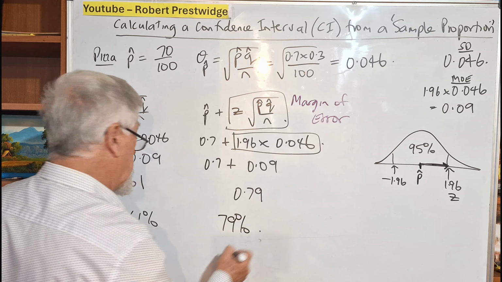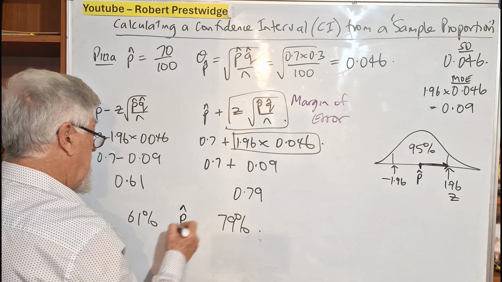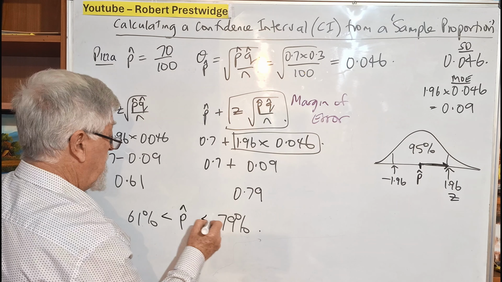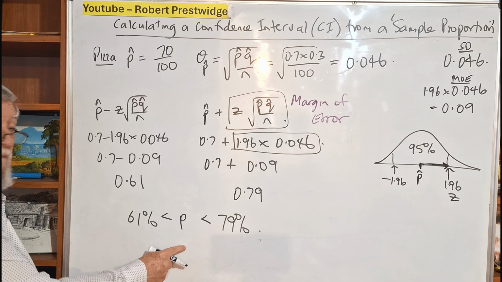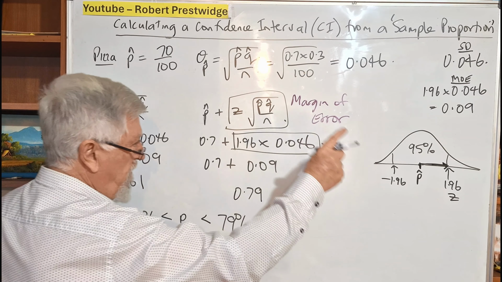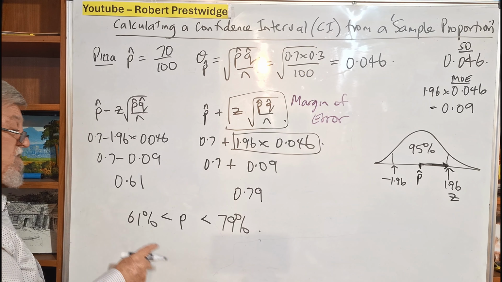Now let's have a look at the words that we talk about. That's our confidence interval. We're talking about our sample proportion, but I now can talk about the true proportion is somewhere. We are 95% confident that the sample proportion is somewhere between 61 and 79%.